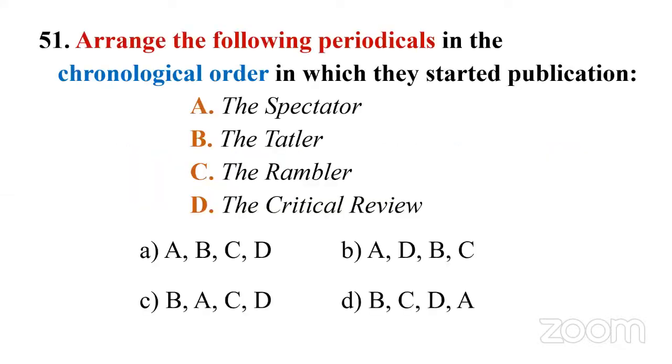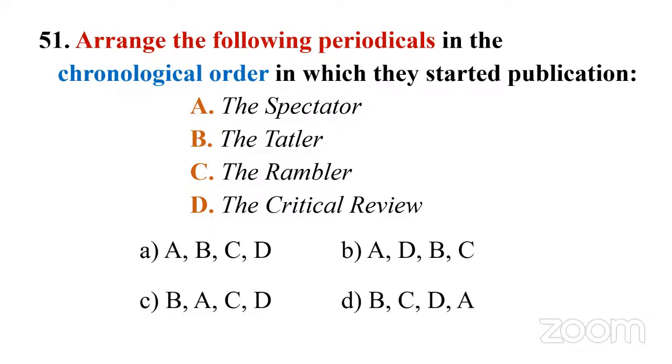51. Arrange the following periodicals in the chronological order in which they started publication. So we have 4 periodicals: A, the Spectator; B, the Tatler; C, the Rambler; D, the Critical Review. Then we have 4 options. Option A: A, B, C, D. Option B: B, A, D, B, C. Option C: C, B, A, C, D. Option D: D, B, C, D, A.